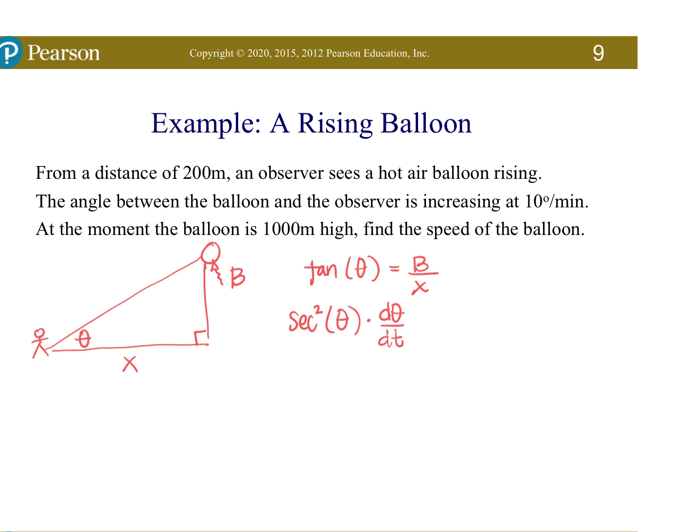Okay, so that side is done. That's the rule, chain rule with trig. What rule do I need on the other side? Quotient rule. So x times db dt minus b times dx dt all over x squared.